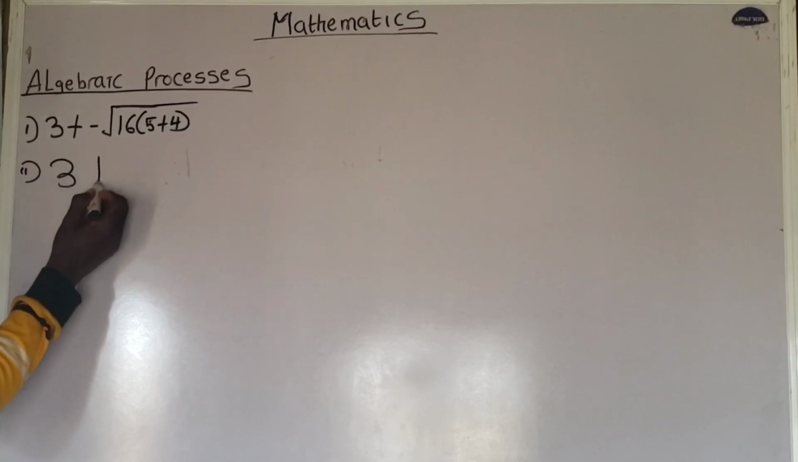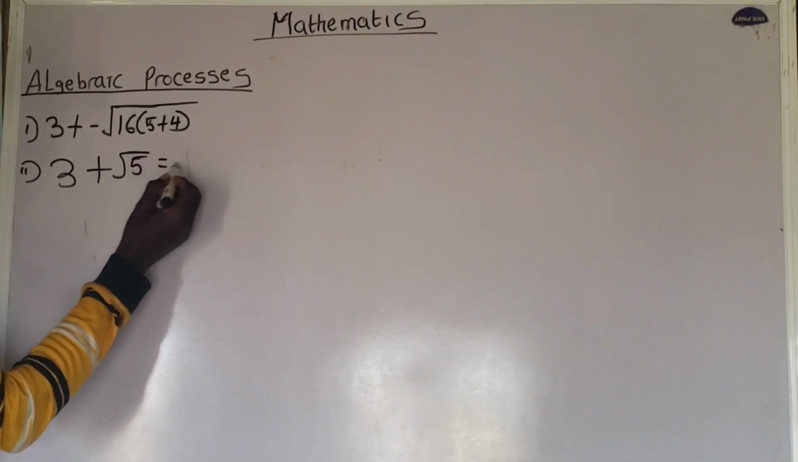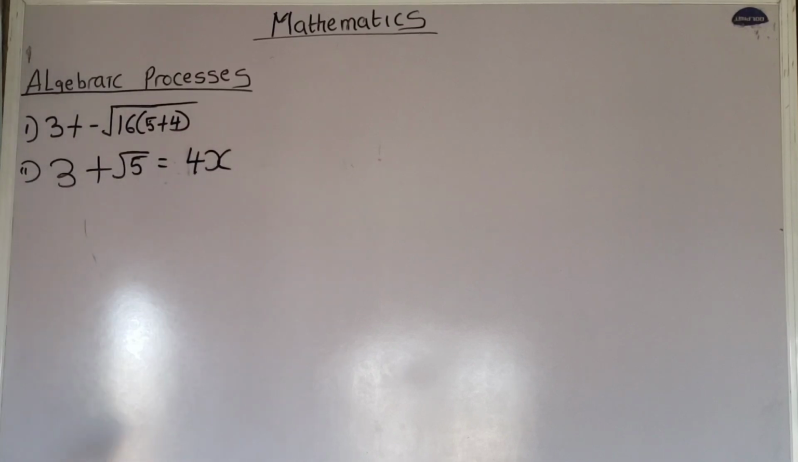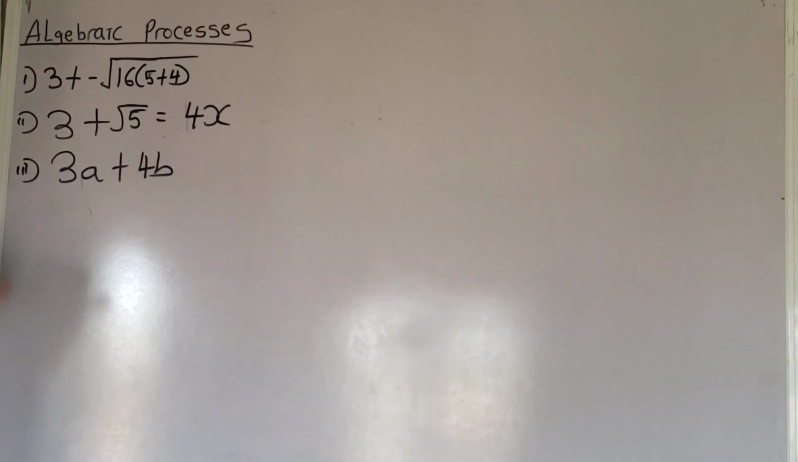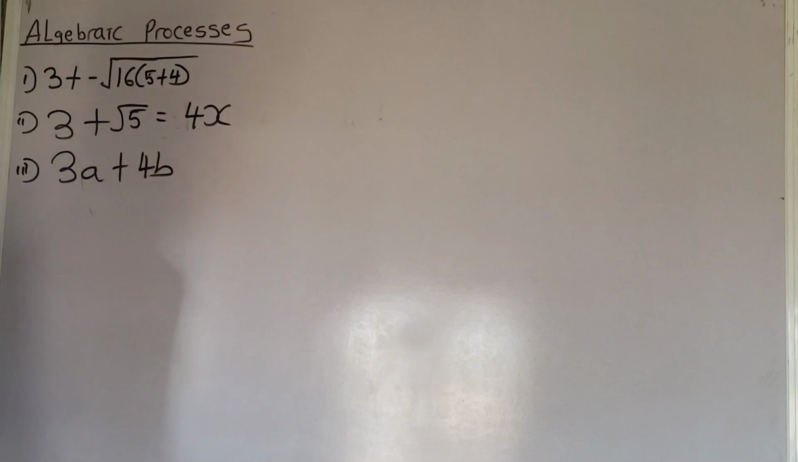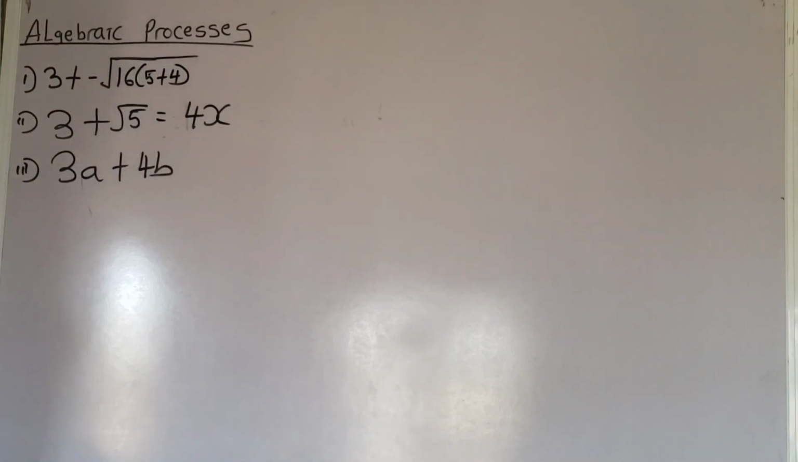Is this an algebraic expression or not? Yes, this is an algebraic expression, and the reason is because we have both letters and numbers. So an algebraic expression is an expression that contains both numbers and letters, or letters only. Look at example 3. We have 3a plus 4b. This is also an algebraic expression because we have both numbers and letters.